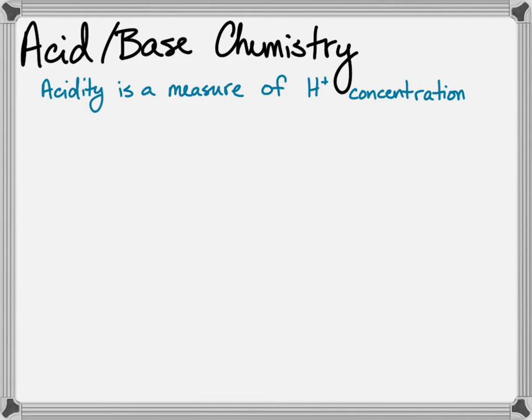Okay, so at its simplest, and there's many definitions, acidity is a measure of H plus ion concentration, or hydrogen ion concentration. There's a shorthand way to show that, which is H plus in brackets.